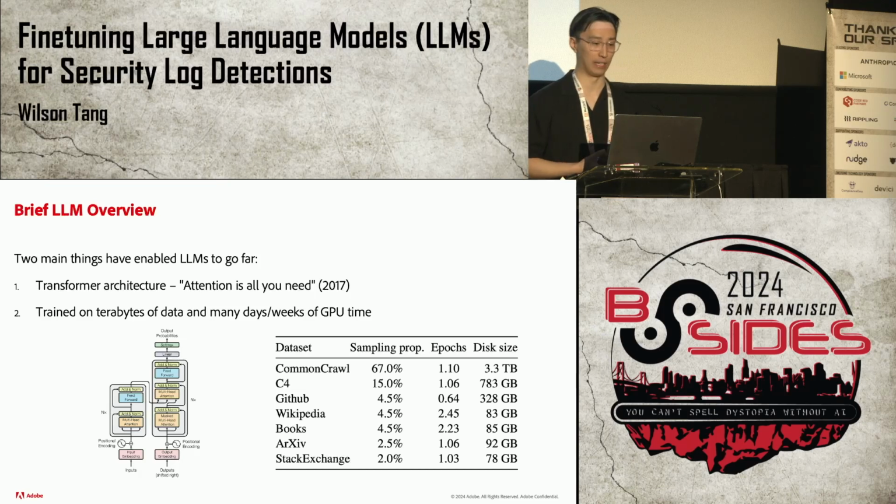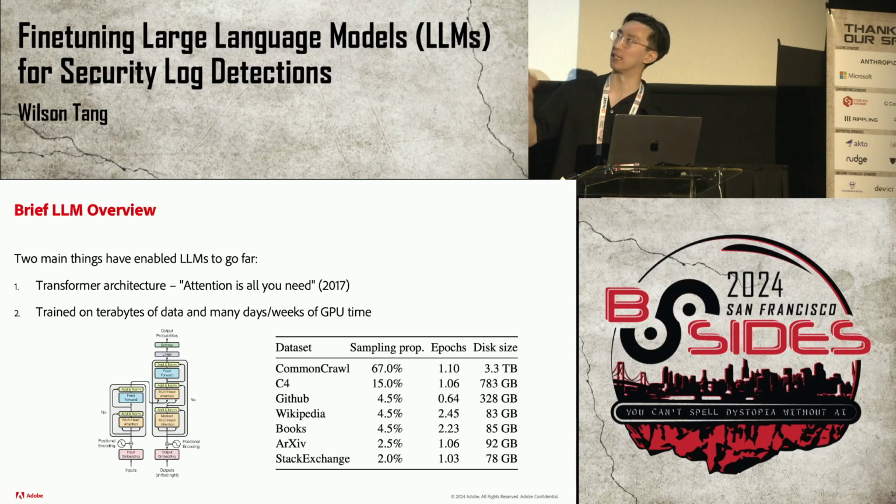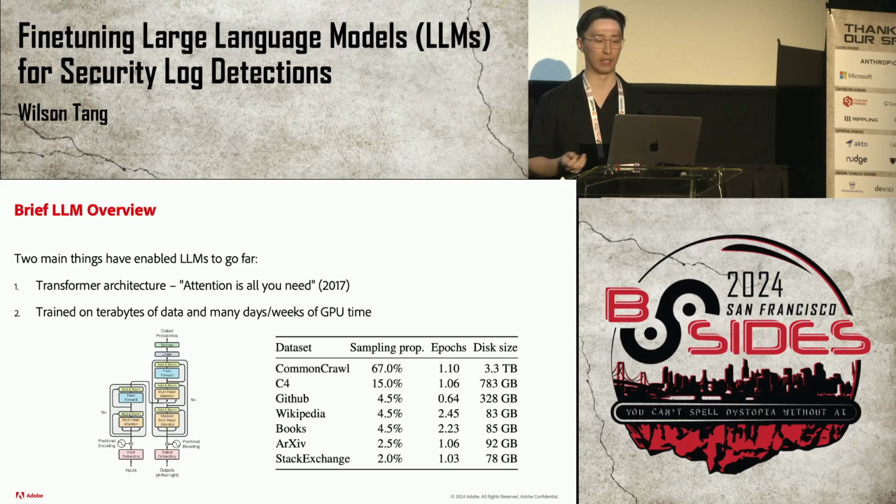And the second thing that really enabled LLMs to go far, primarily because of this transformer architecture, is that we're able to train on terabytes of data and many days, weeks of GPU time. On the right, this is an older data set of Llama 1 from Meta. This is one of the popular ones that actually open sourced the data sets of what they train on, the exact proportions, the disk size and everything. You see Llama 1 trained on terabytes. At this point, the newer models probably train on hundreds of terabytes, maybe even petabytes. Who knows at this point? But there's a lot of data that goes into this.